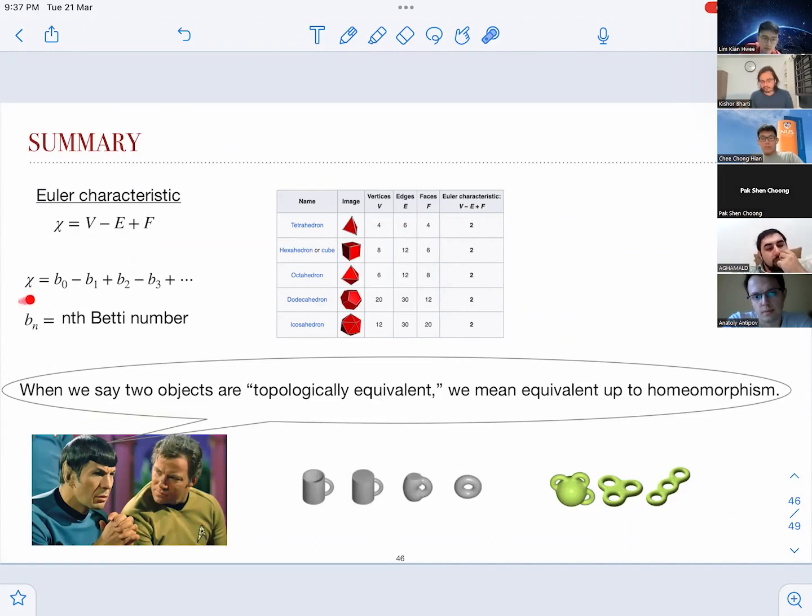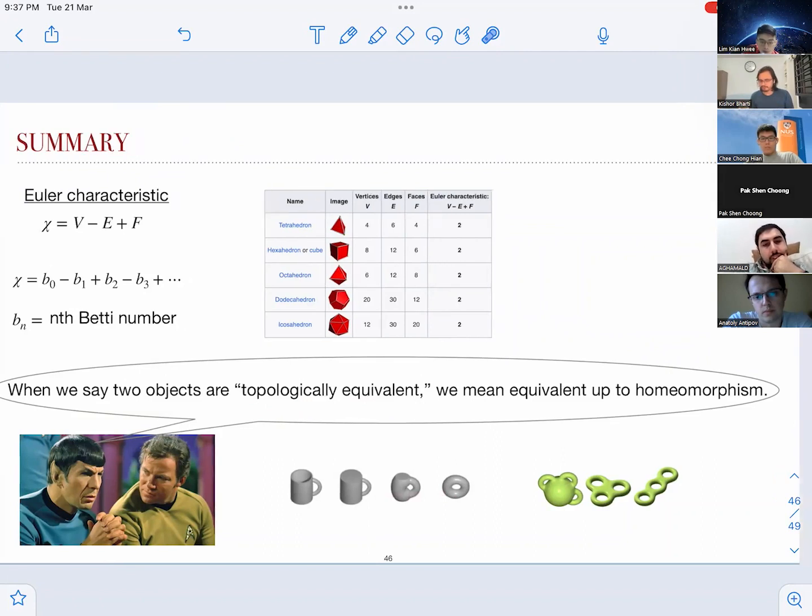This number can also be calculated by alternating sums of the Betti numbers. And what are the Betti numbers? We get them through homology and cohomology. And then we have this notion of topological equivalence, which comes from homeomorphism, which is an invertible map, continuous on both sides. Two objects are topologically equivalent when they are equivalent up to a homeomorphism.